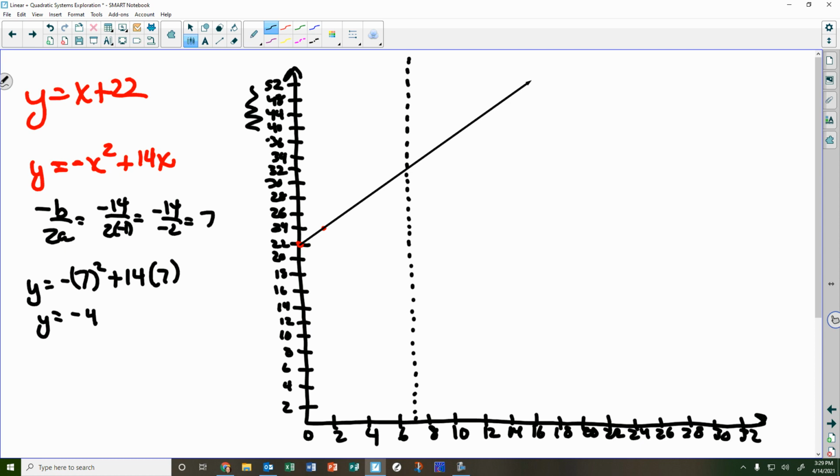this is negative 49 plus 98. So 49 is our max, which is roughly about right there. Okay. So I know my one starts at 0. The other one went to 14, right? So our parabola, roughly, is going to probably not be the greatest, but it's going to kind of look like this.